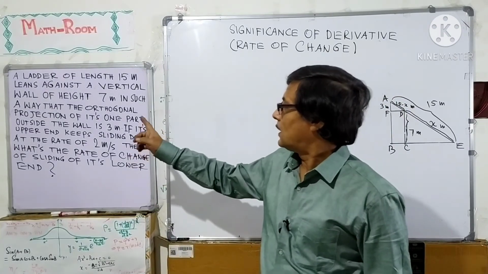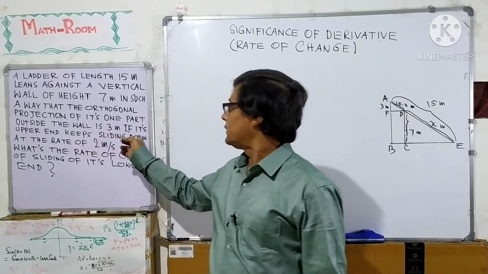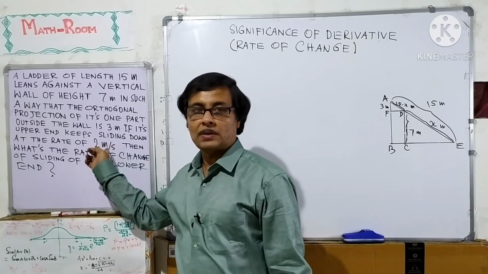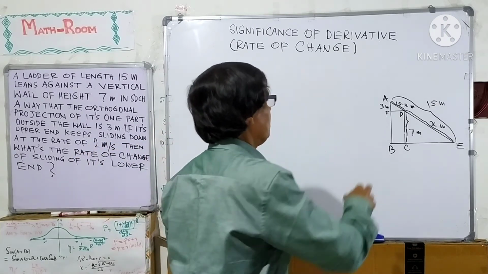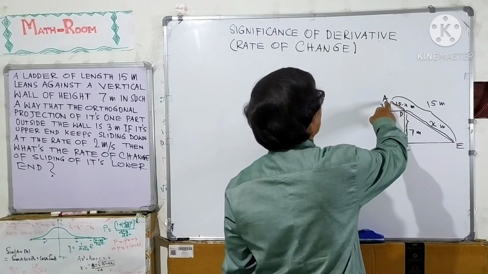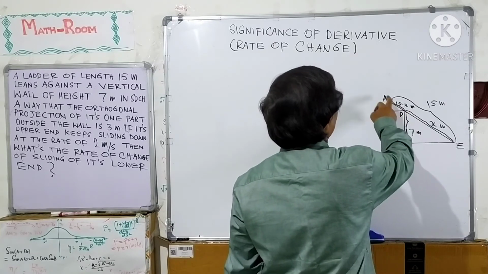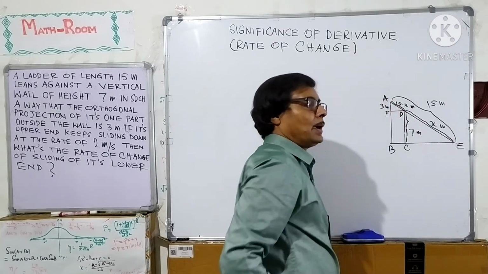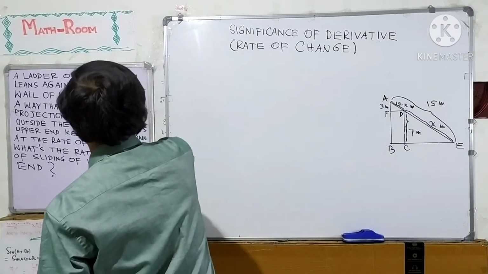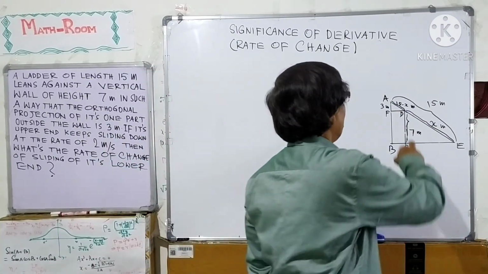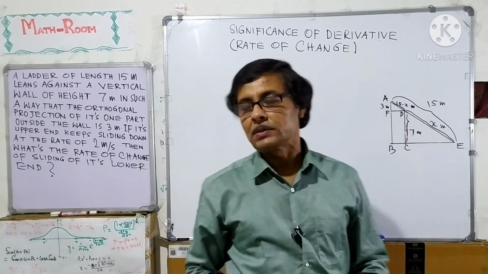If its upper end keeps sliding down at the rate of 2 meter per second, that is, the upper end A keeps sliding down at the rate of 2 meter per second.